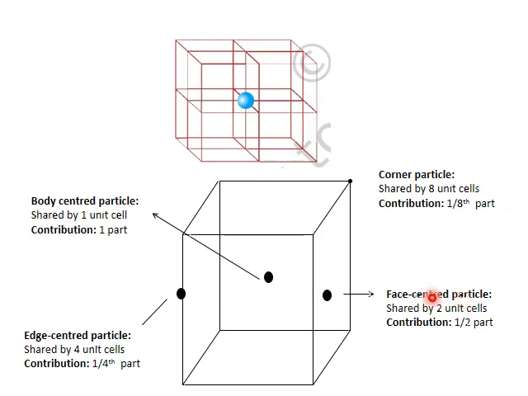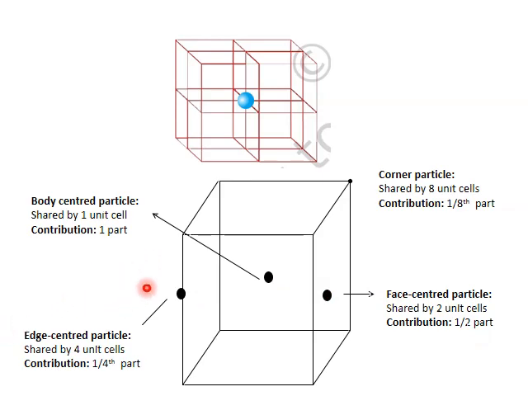If you take a face centered particle, this is the face centered particle of this unit cell. If I extend or draw one more unit cell over here, this face centered particle will become common for this one as well as the other one which will be drawn, meaning it will be shared by two unit cells, and the contribution of that face centered particle to a single unit cell will become equal to half, that is 1/2.